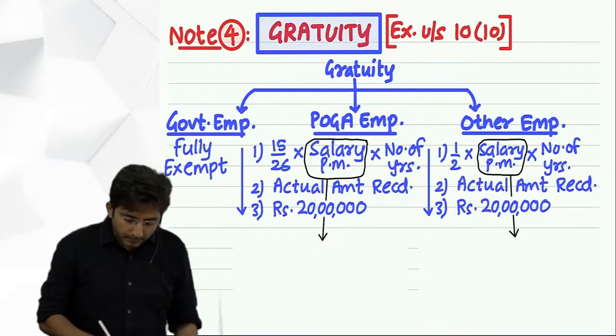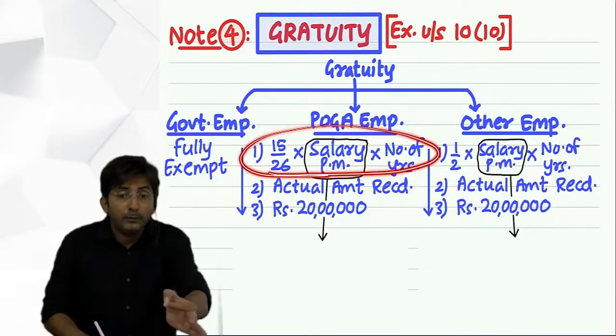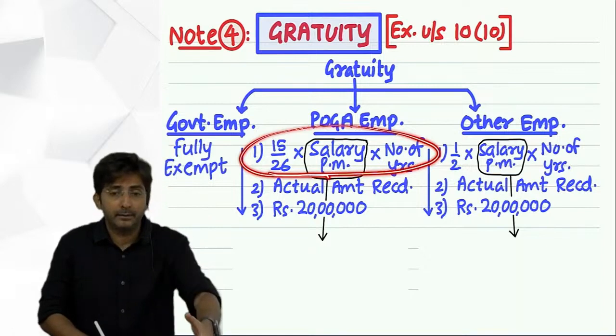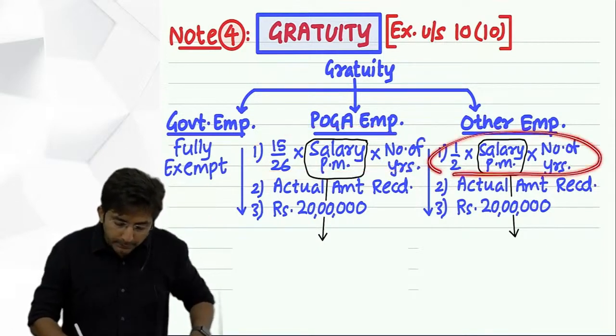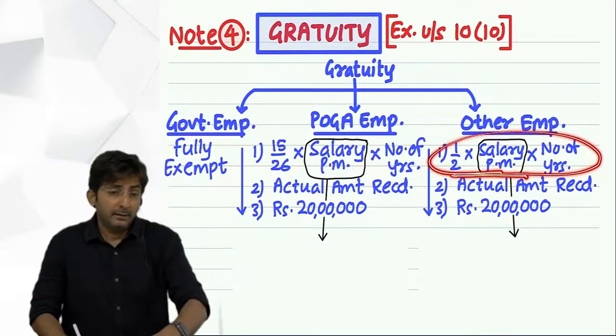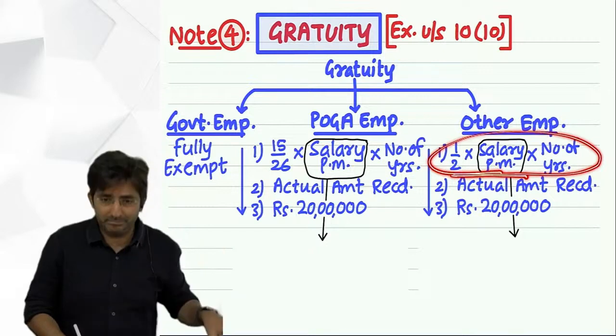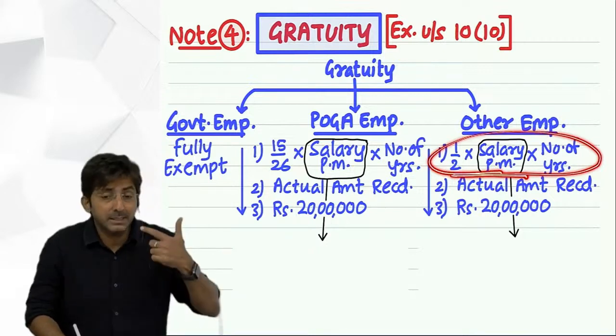See, for this, what should I say? This is the minimum amount which a POGA employee should get. For the other, what should you say? This is not the minimum amount which he should get. If he receives, this is a reasonable amount which he should be getting. I hope you understand the tone.